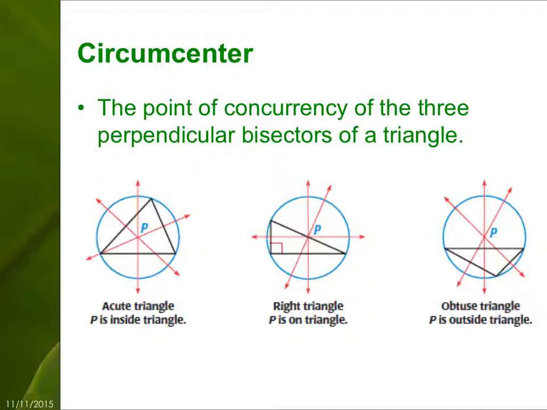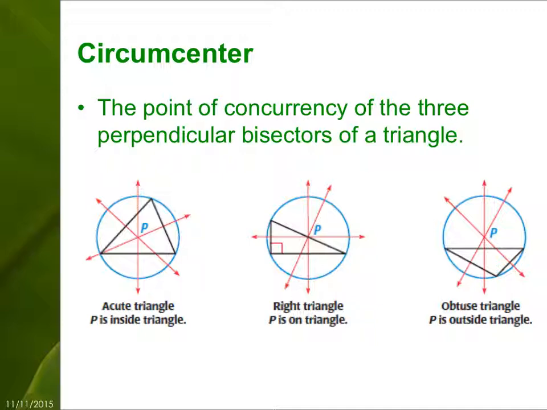So when you have an acute triangle, the location of that circumcenter is going to be inside the triangle. When it's a right triangle, the circumcenter will be located on the triangle. And when you have an obtuse triangle, it's going to be located outside of the triangle. We're going to learn different names throughout the chapter for different points of concurrency. So this is the first one, the circumcenter, and it's where the perpendicular bisectors meet.